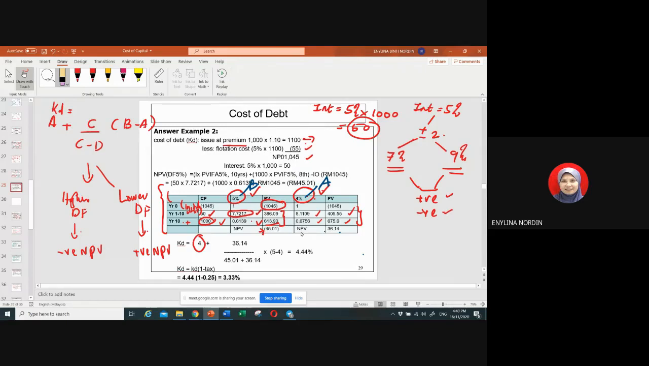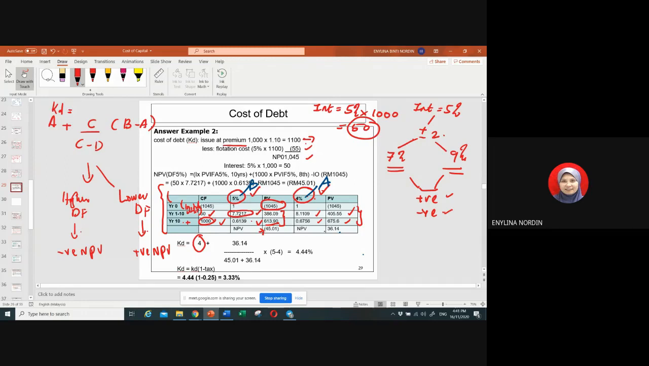Now let me continue. We want to calculate the net present value using the discount factor of 4%, and we must make sure that the discount factor of 4% here will give us a positive NPV. Why is that? Because the first discount factor has given us a negative NPV.